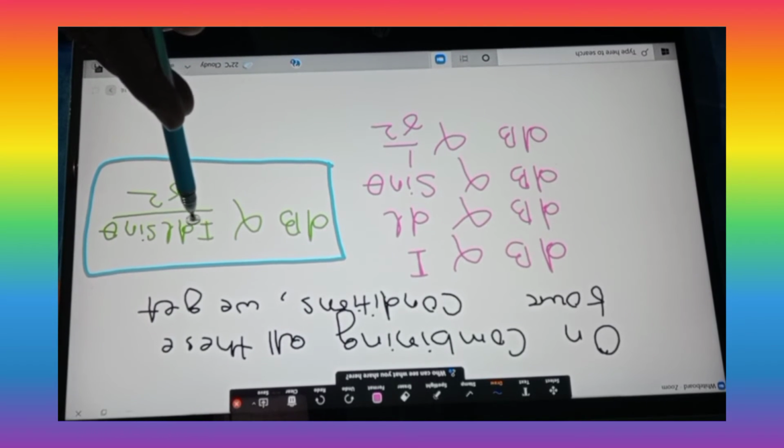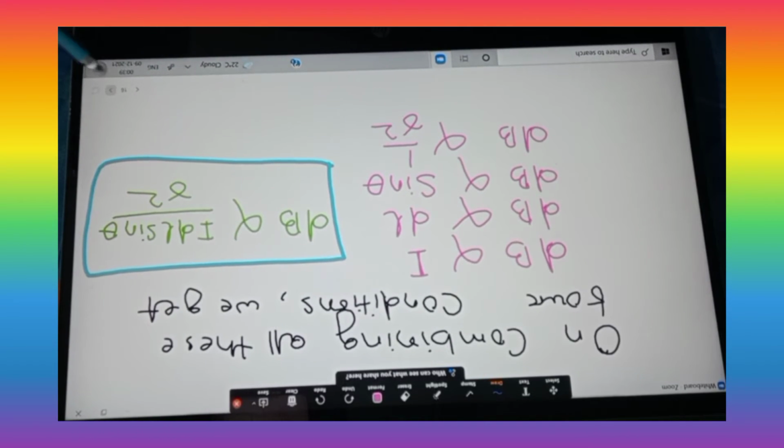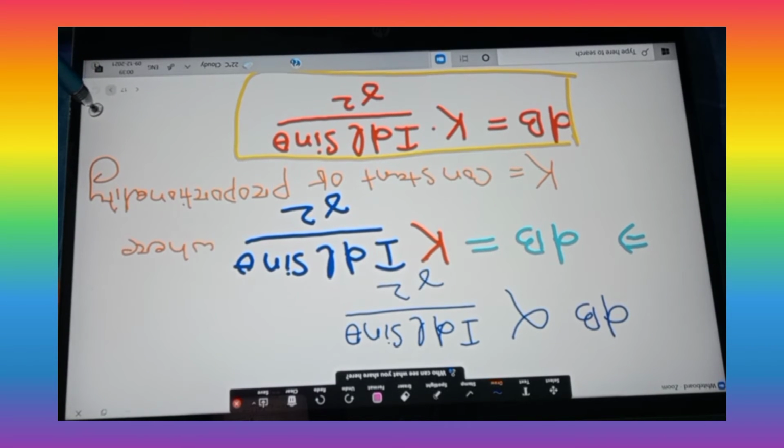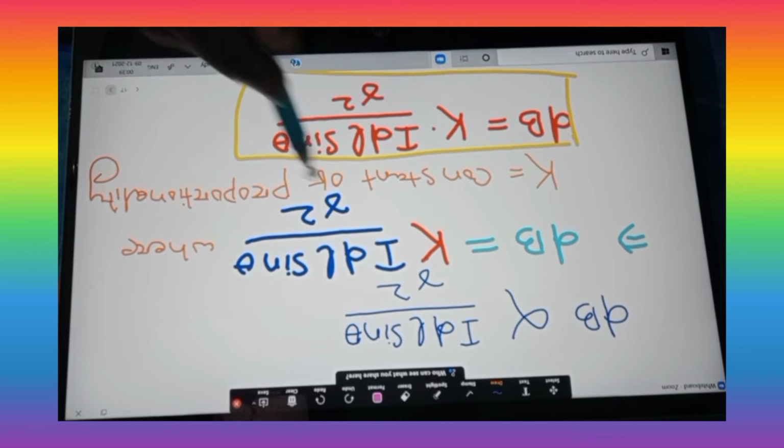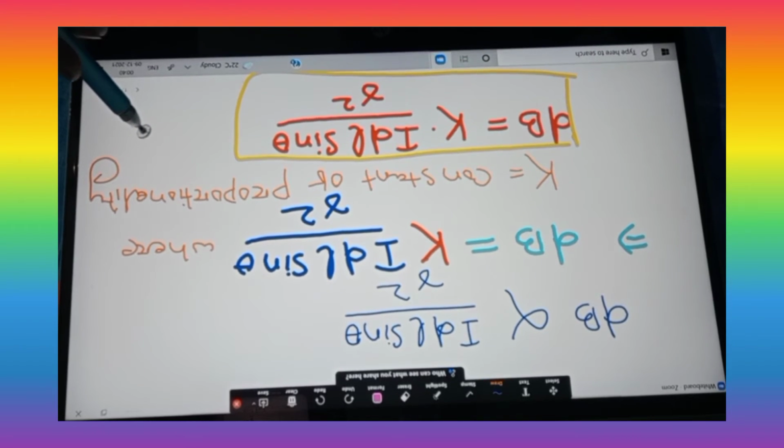So combining all these four factors, we get that the magnetic field is directly proportional to I into dl into sine theta upon r square, and thus the magnetic field dB is equal to k into I into dl into sine theta by r square, where k is the constant of proportionality. This is the required derivation of the magnetic field due to a small current element, a small segment of the conductor.